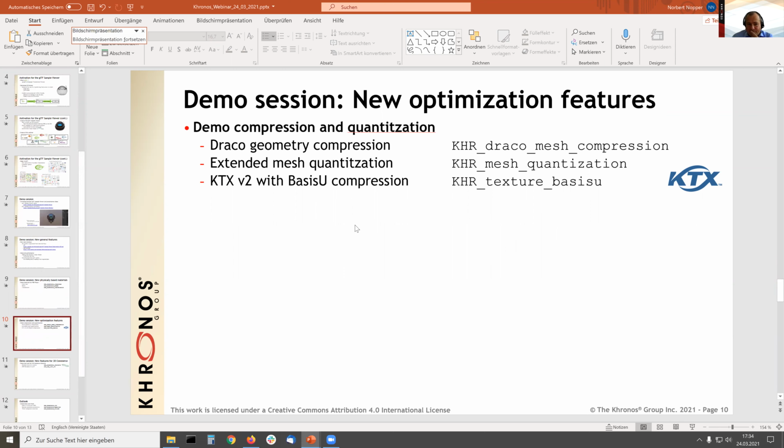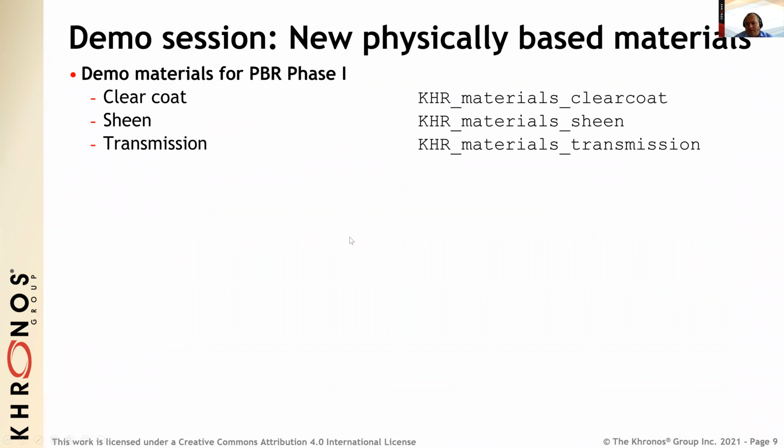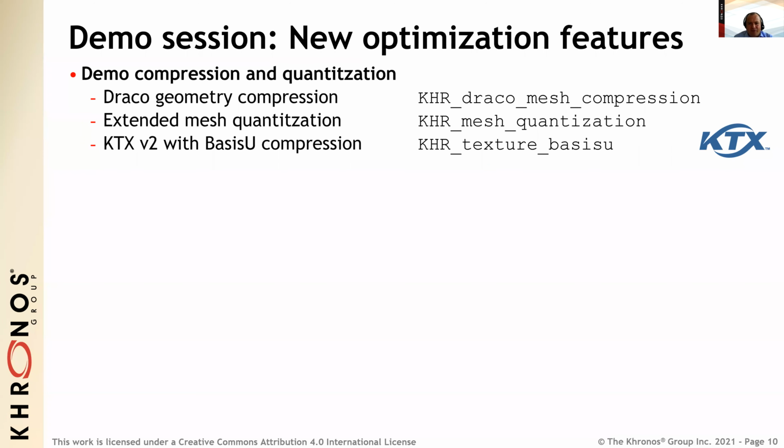Let's go to optimization. The point is you want to transfer a glTF from A to B, so it's always about reducing the size of the data, and there are several possibilities to do this. Either you can use Draco mesh compression, a compression algorithm from Google. It's been out there for quite some time, but it's now included in the sample viewer.